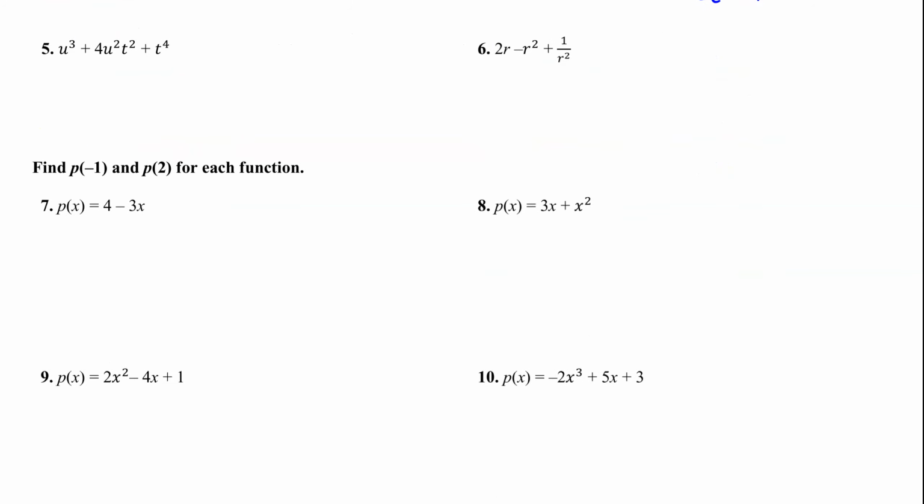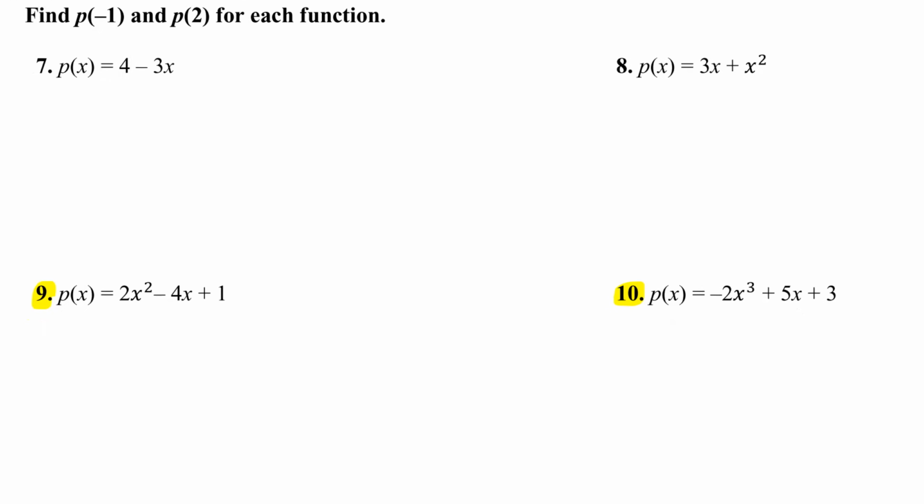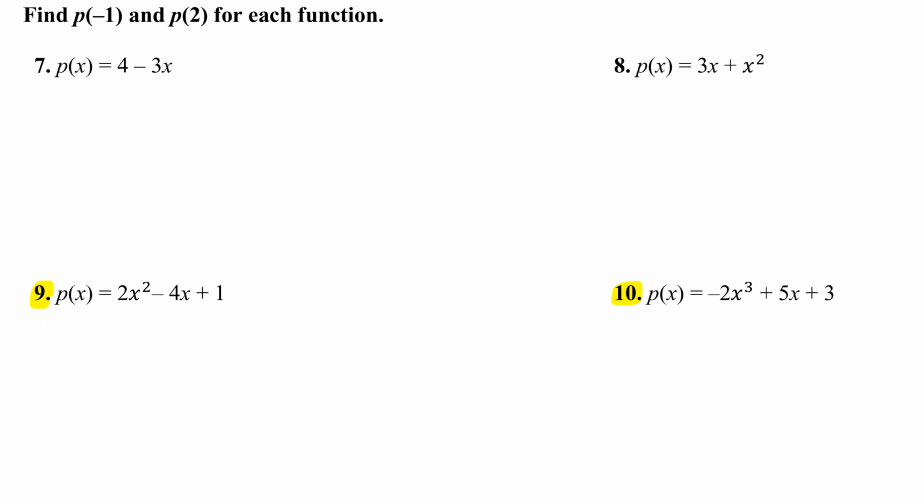Okay, let's do some more. Let's do 9 and 10. You just plug it in. It's pure plugging in, direct substitution. These 2 are similar to 2 of them on the quiz. But you have to keep in mind you're finding 2 values for each of these.